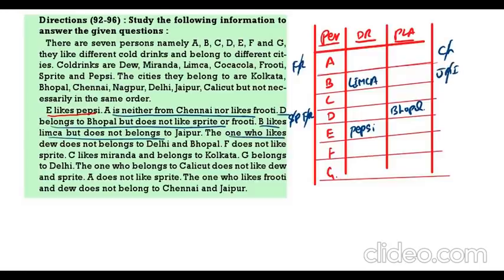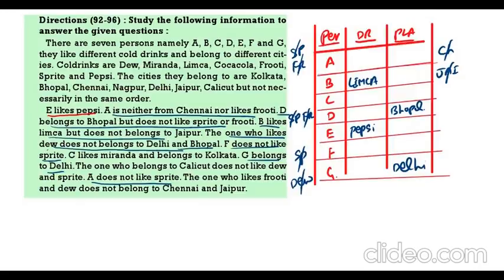The one who likes Dew. F does not like Sprite. A does not like Sprite. G belongs to Delhi. G belongs to which place? Delhi. The one who likes Dew does not belong to Delhi. So that means D does not like Dew.